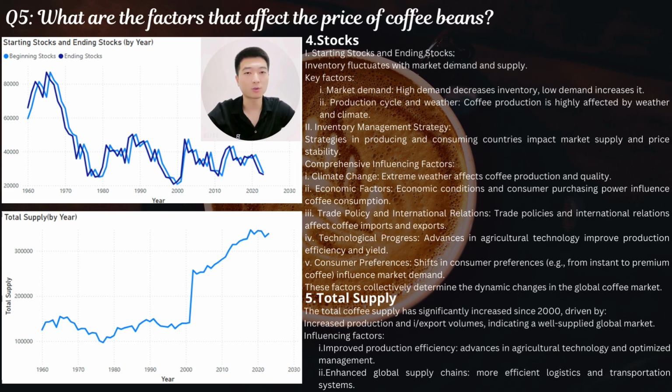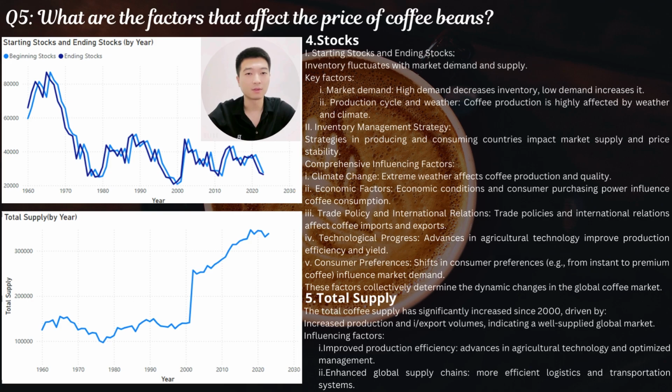Coffee as an agricultural product is significantly influenced by weather and climate variations. Alterations in production cycles and weather conditions affect the supply and pricing of coffee beans. Thirdly, its inventory management strategies. The inventory management strategies employed by producing and consuming countries can influence market supply and price stability.